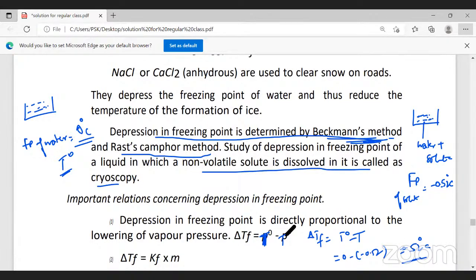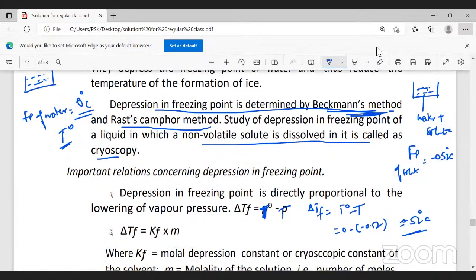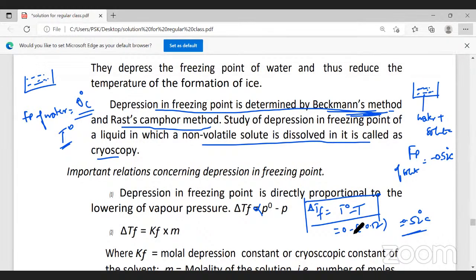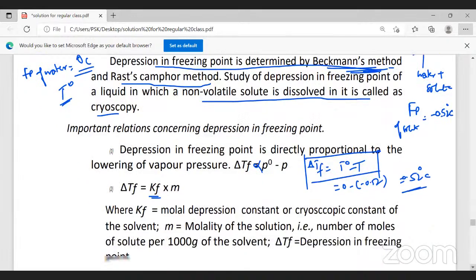Depression in freezing point is directly proportional to lowering of vapor pressure. Like boiling point we spoke of, the same thing, they've given the relation: delta Tf is directly proportional to lowering of vapor pressure. But what is the actual formula to calculate the depression in freezing point? Delta Tf is equal to T0 minus T. And the second formula is delta Tf is Kf into m. What is Kf? Molar depression constant.